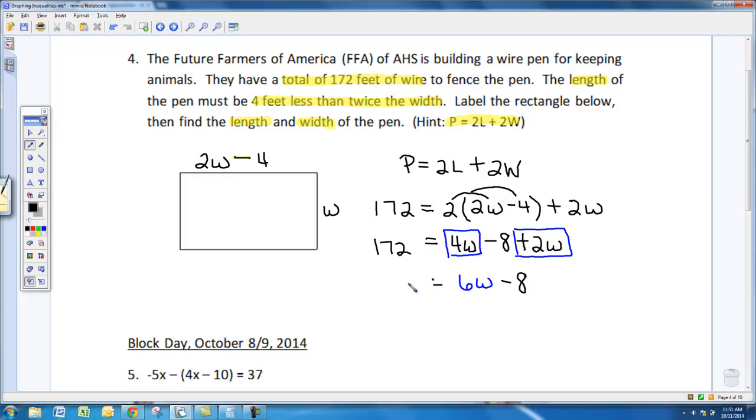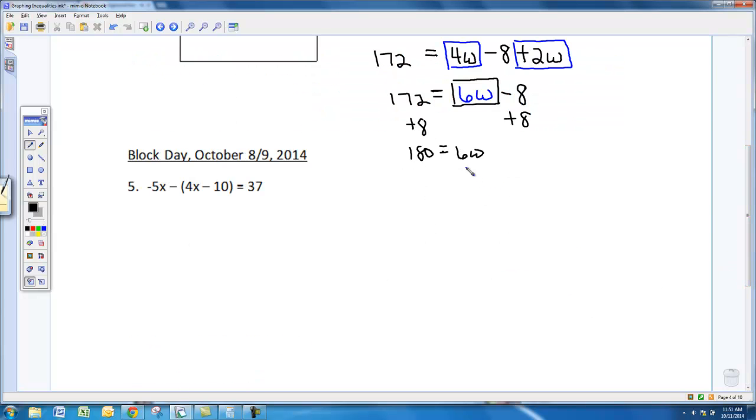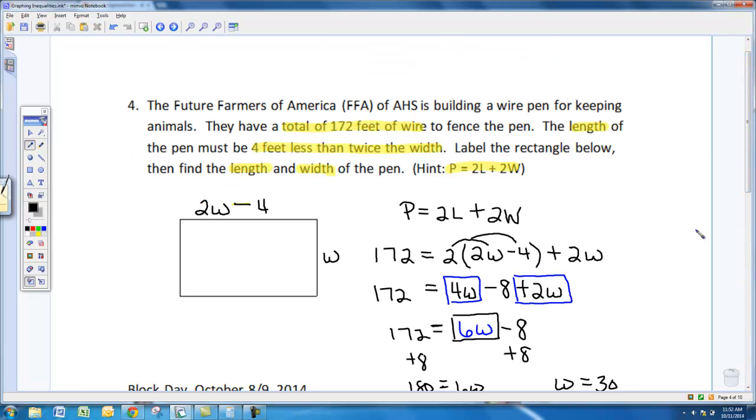Bring down the 172. So the first thing we need to do in solving for W is to get the term that has the 6W. We need to get that alone. So we'll get that alone by adding 8 to both sides. Now we need to get the W alone, and we'll do that by dividing both sides by 6. So we get W equals 30. But watch out, because we're not finished yet.